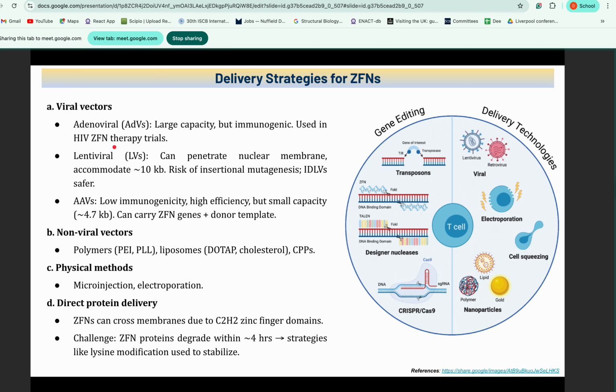So it is used in the HIV ZFN therapy trials. Then the lentivirals, so they can penetrate into the nuclear membranes and they can accommodate around 10 kb of whatever zinc finger nucleases we want to attach. But there is risk of insertional mutagenesis, and IDLVs are safer.